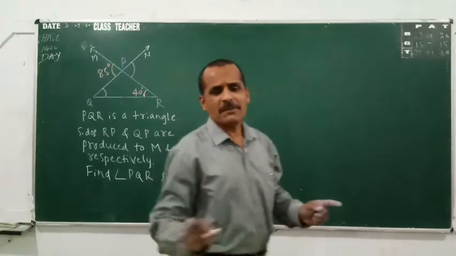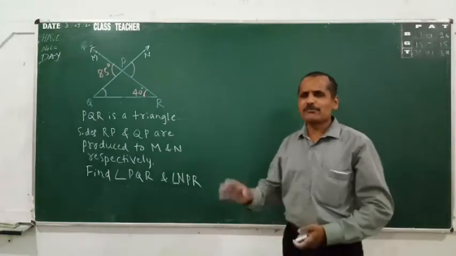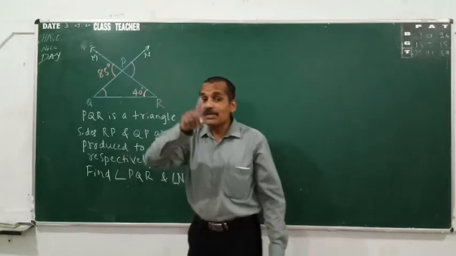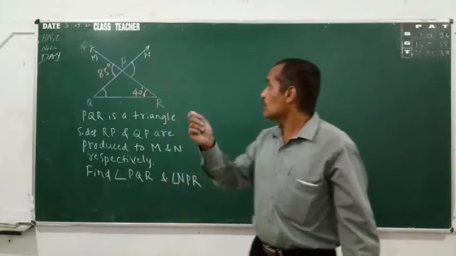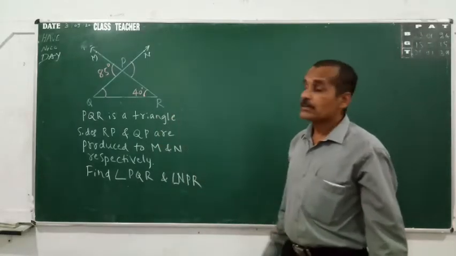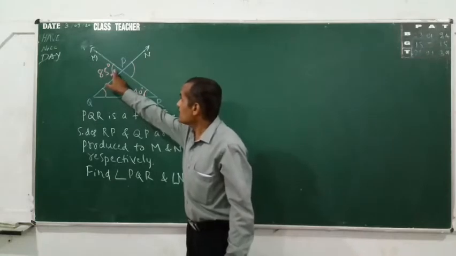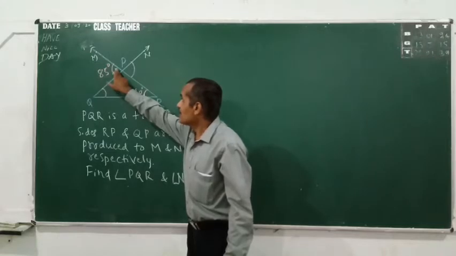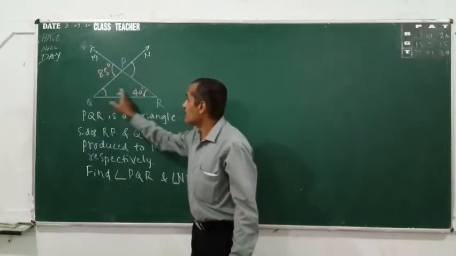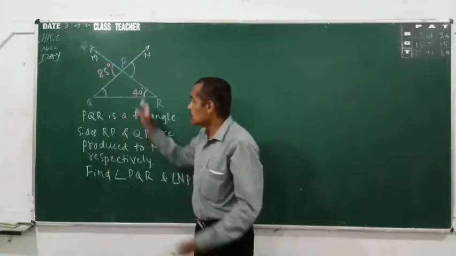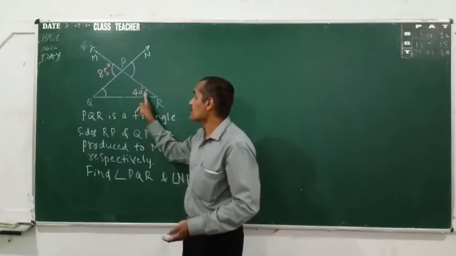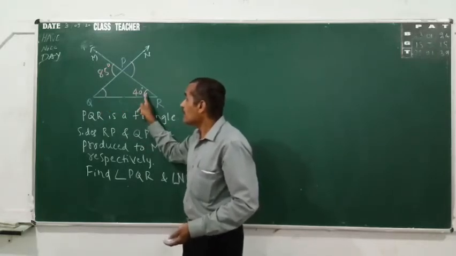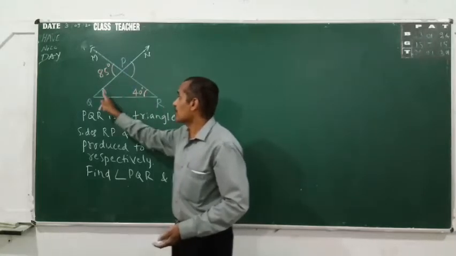I will first explain you, my dear children. I will explain you very simple problem. Very simple. What I have to do? We have studied a property I taught in the last video, that exterior angle of a triangle is equal to sum of the interior opposite angles. See here. This is the exterior angle. So this angle is equal to sum of the interior opposite angles. So this is 85, sum of these two is equal to 85. And this angle is known. You can find this angle.